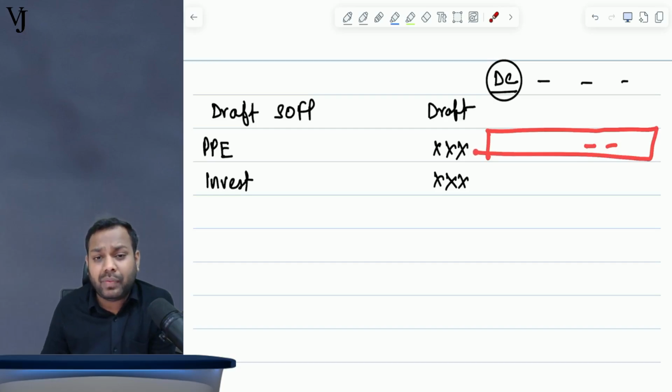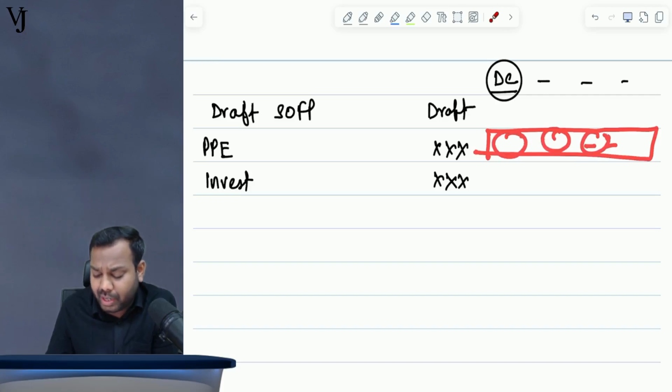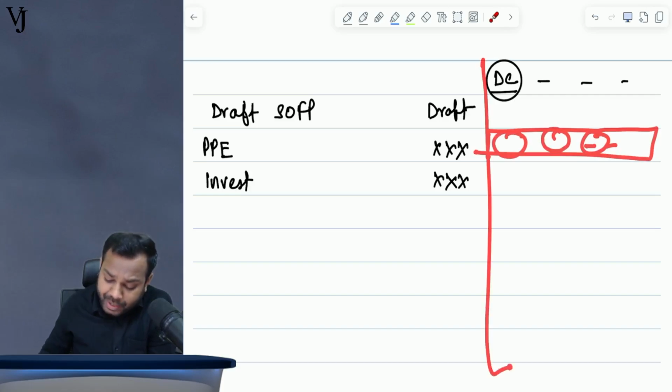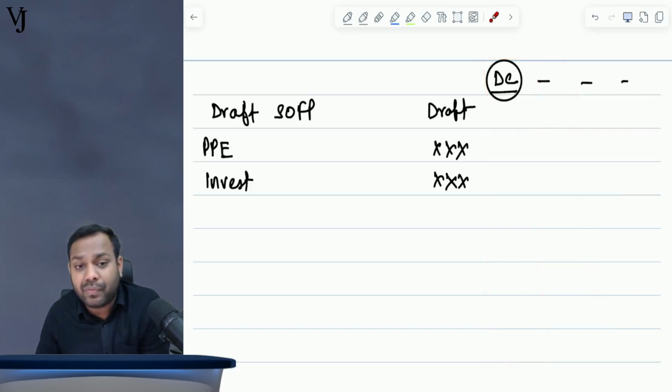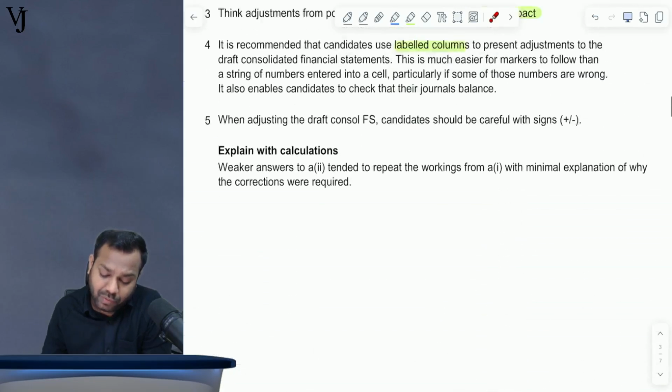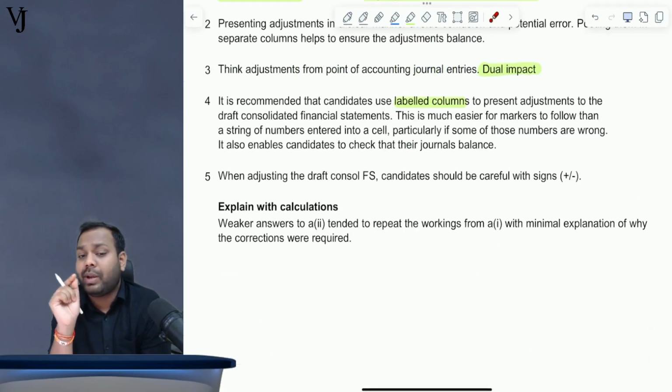Don't you think it will be difficult for the examiner to tie which figure is coming from where? If we give a separate column for each adjustment, it will be easier for the examiner as well. Plus, it will be easy for you also to trace your mistakes if you have done any. So always give a separate column for each adjustment.